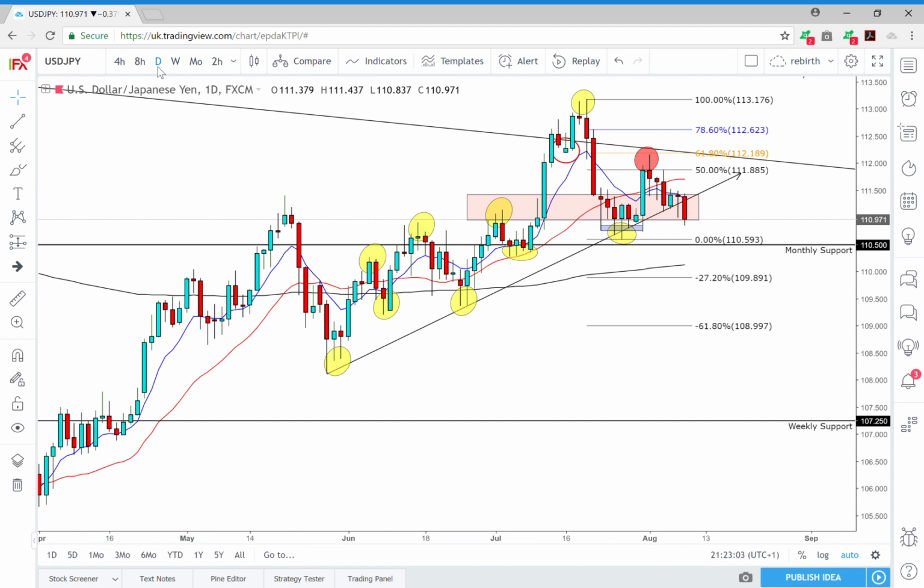Stepping down to the daily time frame, we have actually broken this uptrend, which caused my short bias. Price formed a lower high here, and we're just awaiting for price to break these lows and form a lower low at 110.50 monthly support, as I've just mentioned. Now, with about 40 minutes left of today's candle, we are looking bearish.